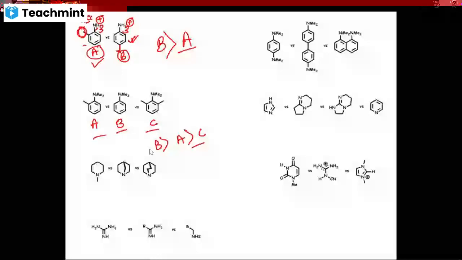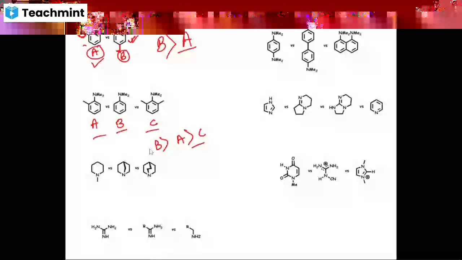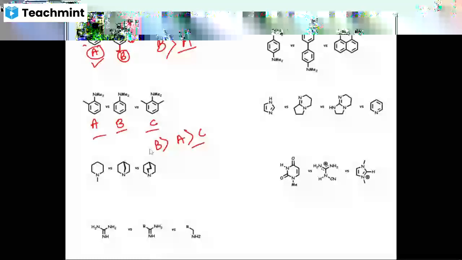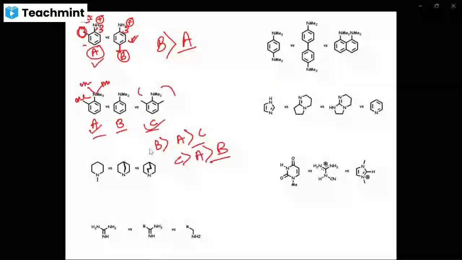Okay. Now, can you tell what will be the order? C, A, B. Sorry, you said C, right? So one thing is sure, that when steric inhibition of resonance is present, then nitrogen lone pair delocalization is lower and the basicity will be higher, right? So that is for sure.